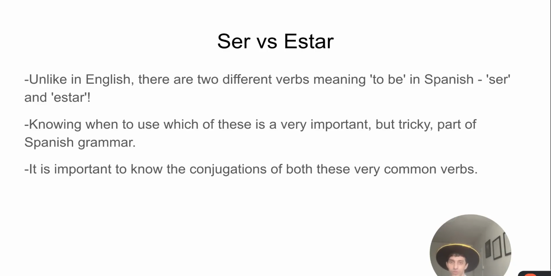The main thing that people struggle with, though, is knowing when to use which one. So when you use ser and when you use estar. And I'm going to show you ways to remember this, very shortly. That is a tricky part of Spanish grammar, but still very important because at GCSE and iGCSE level, you will definitely see both of these verbs come up quite often.